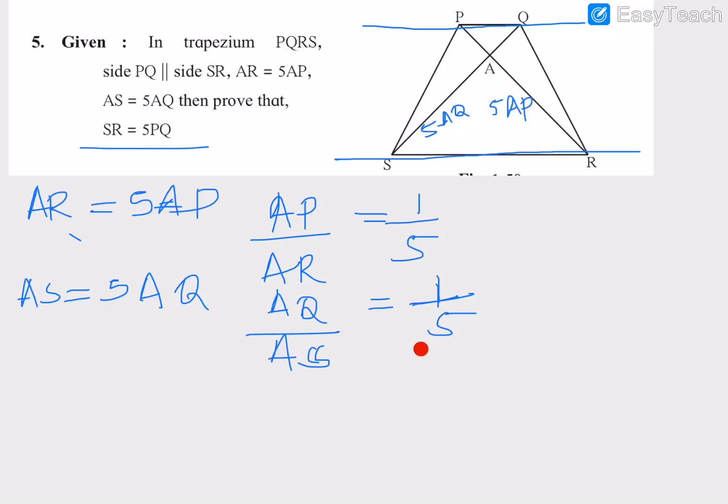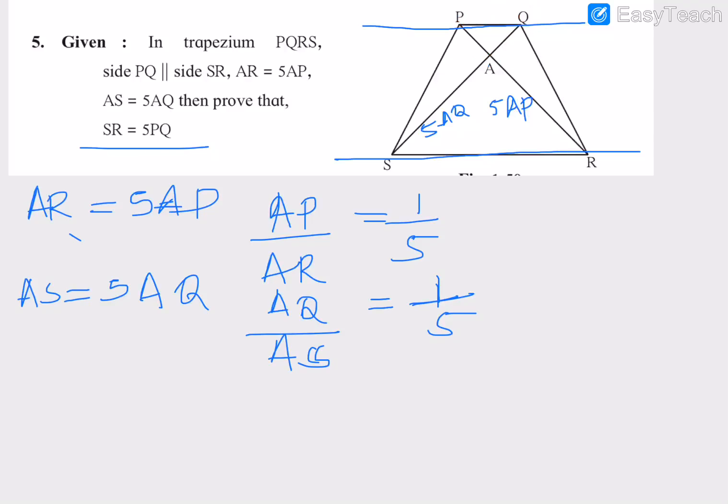So AP by AR and AQ by AS, we have found that both are 1 by 5. That means we have got that the ratio between the two corresponding sides are equal. That is AP by AR and AQ by AS.